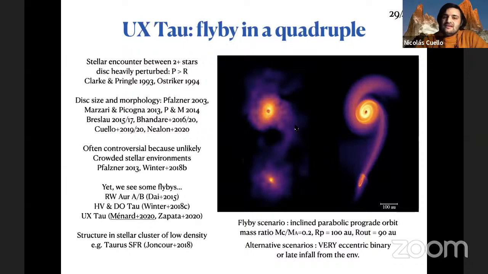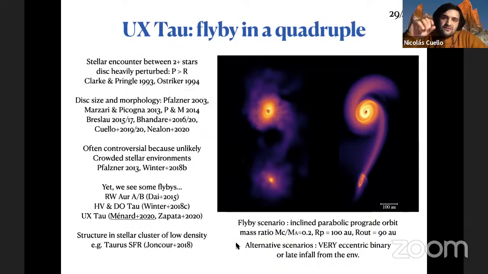So this is the scattered light image obtained with SPHERE, and this is the modeling that we did. This is the gas distribution during a prograde encounter where the star comes like this and generates these two beautiful spirals. There are other scenarios that could explain this. For example, a very eccentric binary that comes once every, let's say, 100,000 years, or late infall from the envelope.